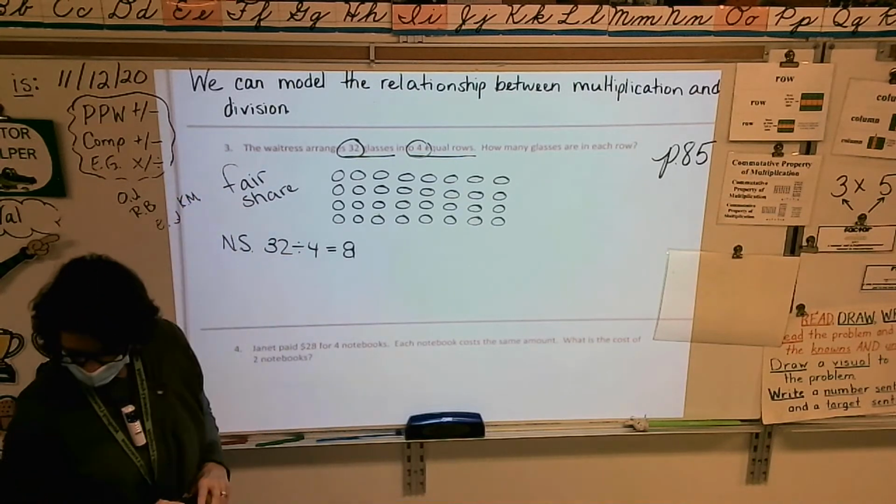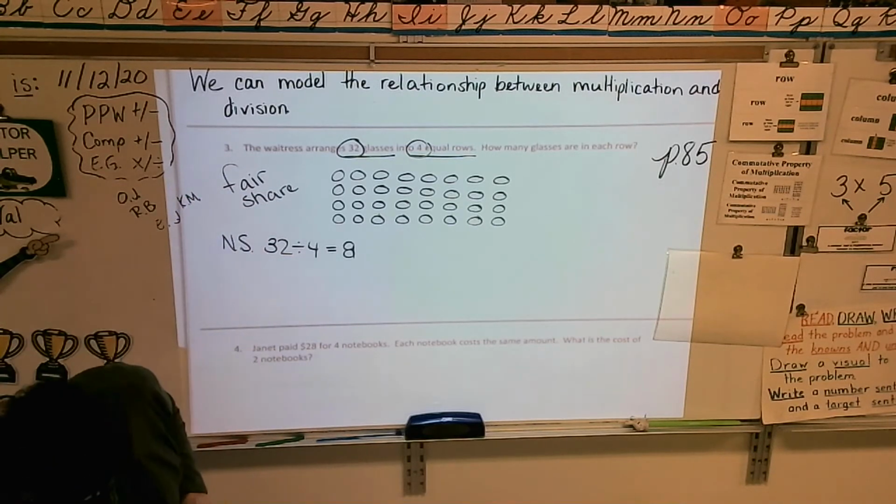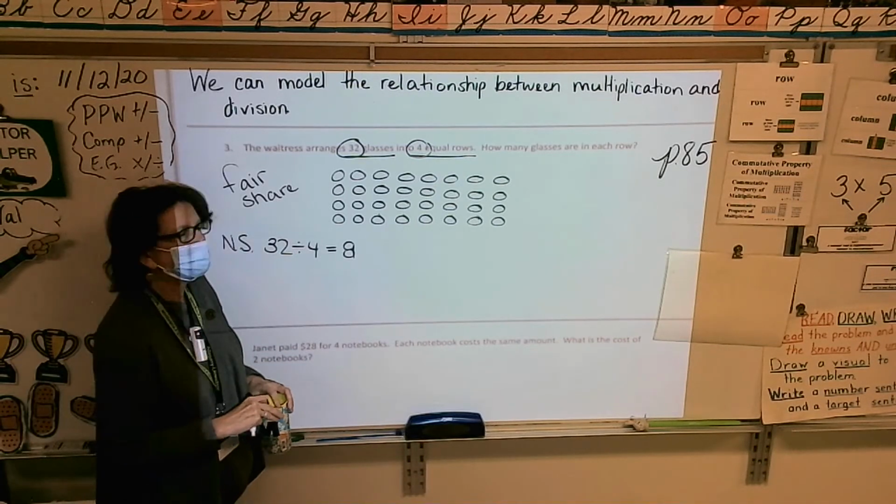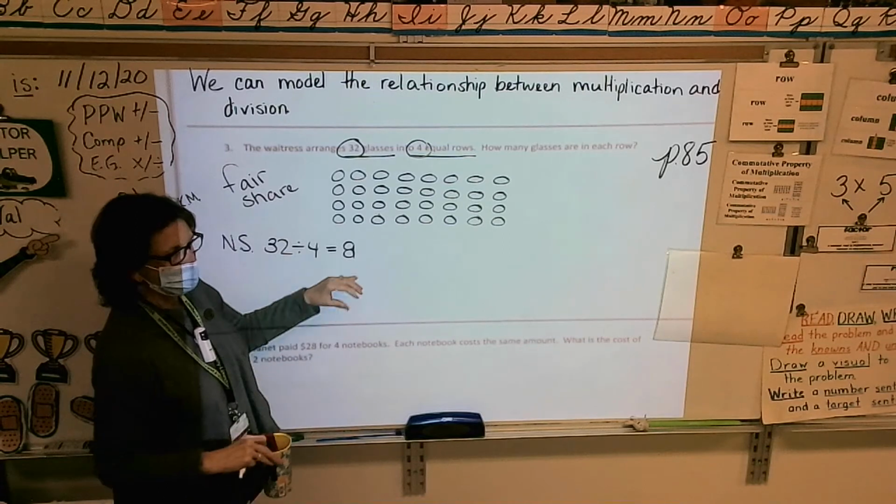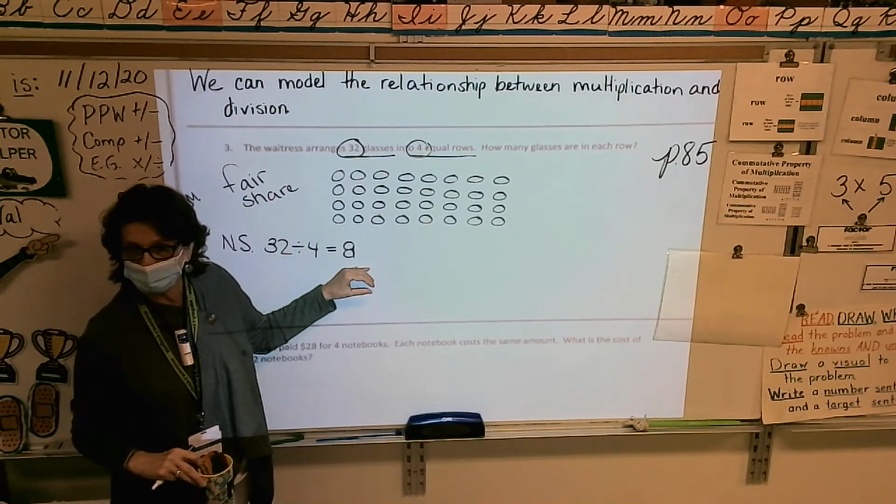Okay. See, that's 1, 2, 3, 4, 5, 6, 7, 8. You got 8 as well. You just counted your circles wrong. All right. Are we all comfortable with 32 divided by 4 equals 8?